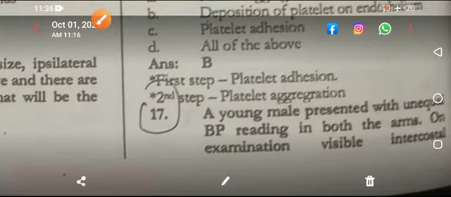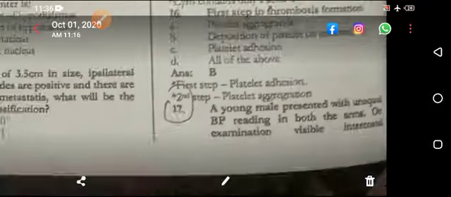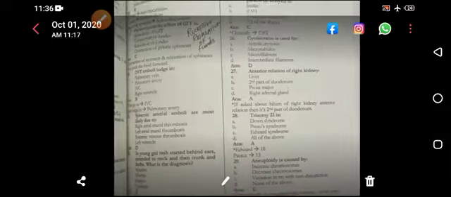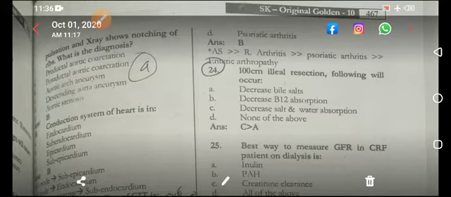A young male presented with unequal BP reading in both the arms. On examination, visible intercostal pulsation, and X-ray shows notching of the rib. What is the diagnosis? Is it preductal or postductal? So there is a concept behind that.